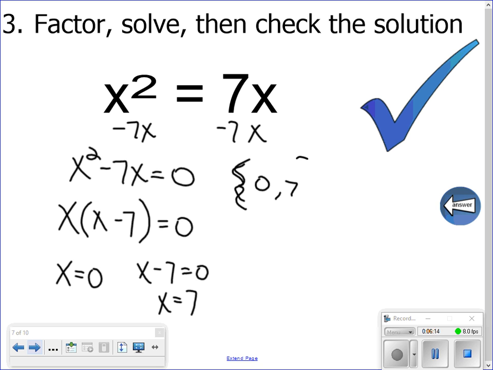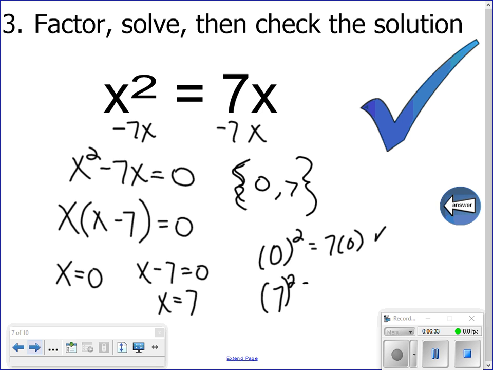and 7. Again, you want to check your answer. So if we substitute in 0 for x, 0 squared is equal to 7 times 0. And we know that that's true. 0 squared is 0. 7 times 0 is 0. We get the same thing on both sides.